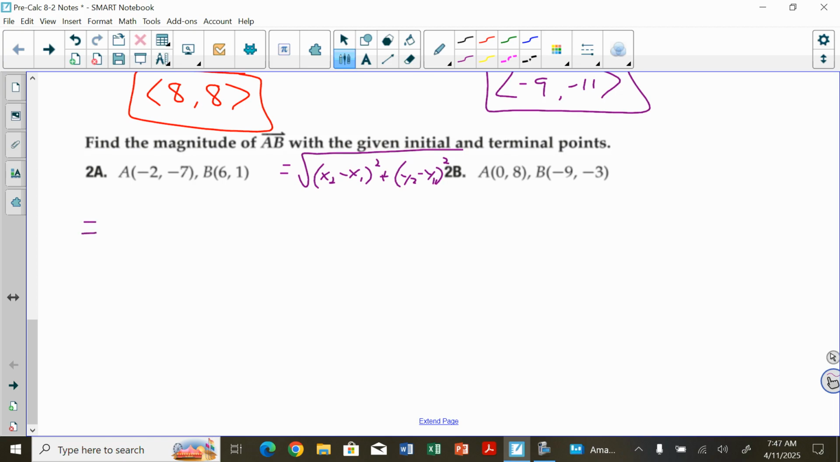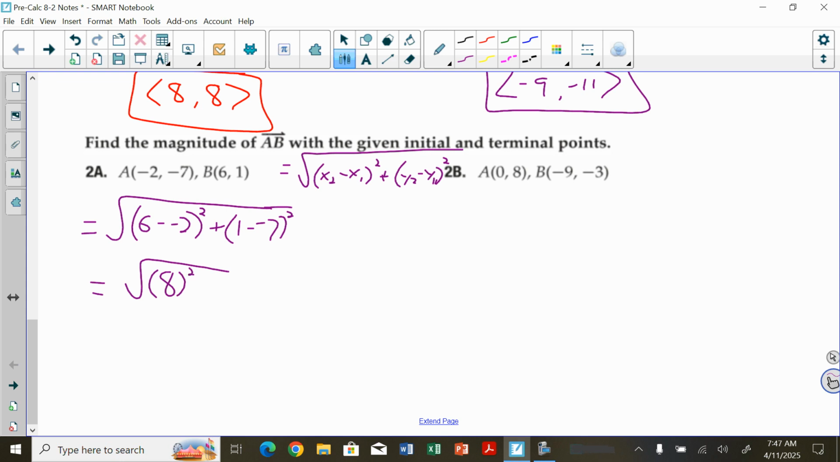So let's look at this one. Number 2a, you'd go 6 minus a negative 2 squared plus 1 minus a negative 7 squared. And then we can do the math inside. It's 8 squared, and then here is another 8 squared, which then gives us 64 plus 64, the square root of 128, which is about 11.3.